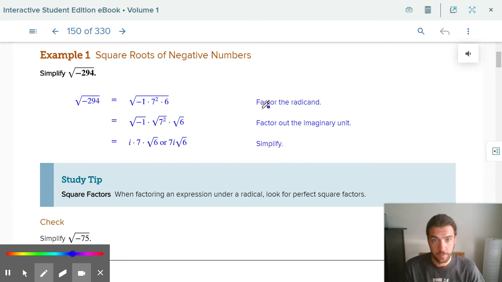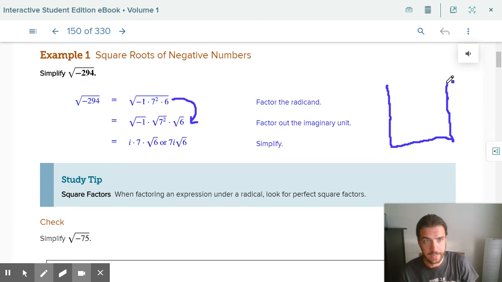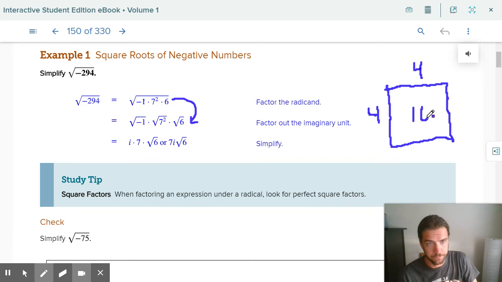Now I want to make sure that you're feeling comfortable with this step right here, the one that says we can take this radical and break it apart into 3 different factors. Let me give you an example of why this works. First, we're going to do one without square roots. We're going to have it look like an area model of multiplication. If I have the number 4 multiplied by 4, I get 16, which means that 16 is equal to 4 times 4.